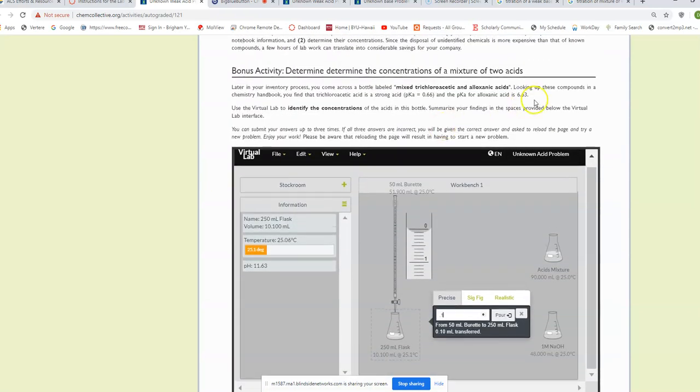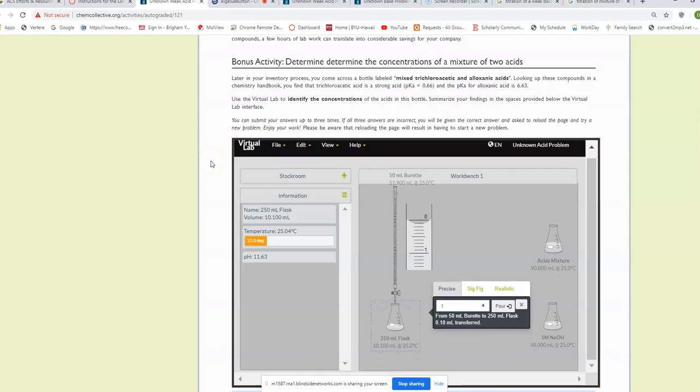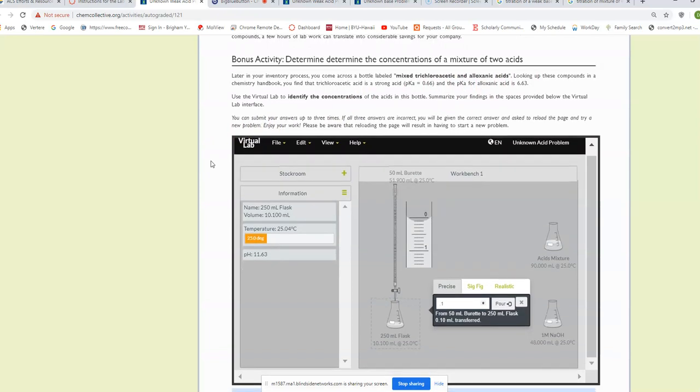Now again, when we get to 6.63, that's an indication that we're halfway through our weak acid portion, right? So I'm adding, what did I just add? I added 0.1 milliliter of sodium hydroxide, and I'm already at 11.63. So I'm already way basic. Does that make sense? Yes.